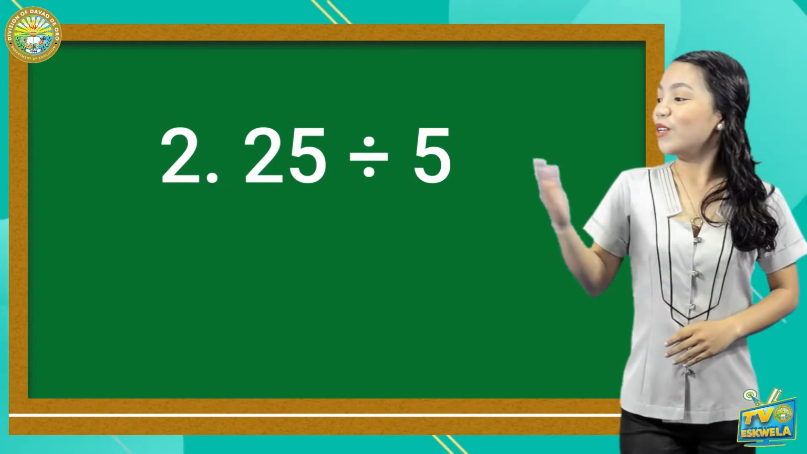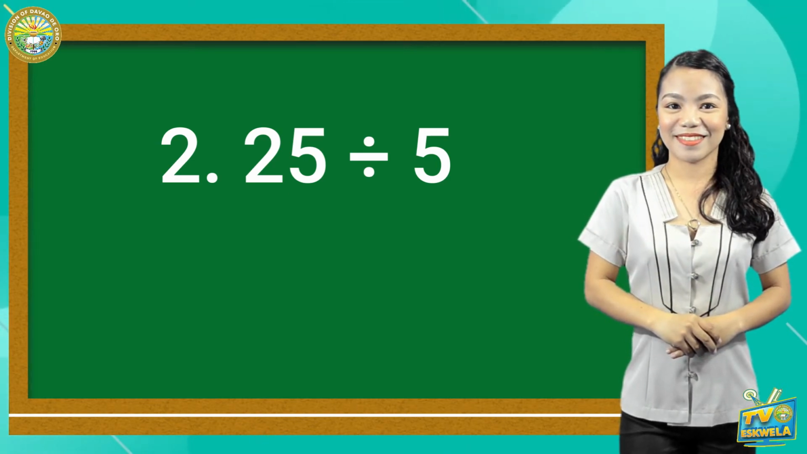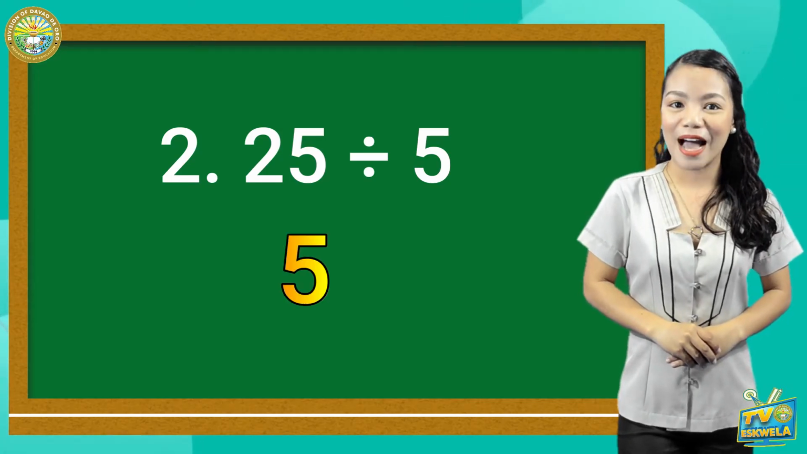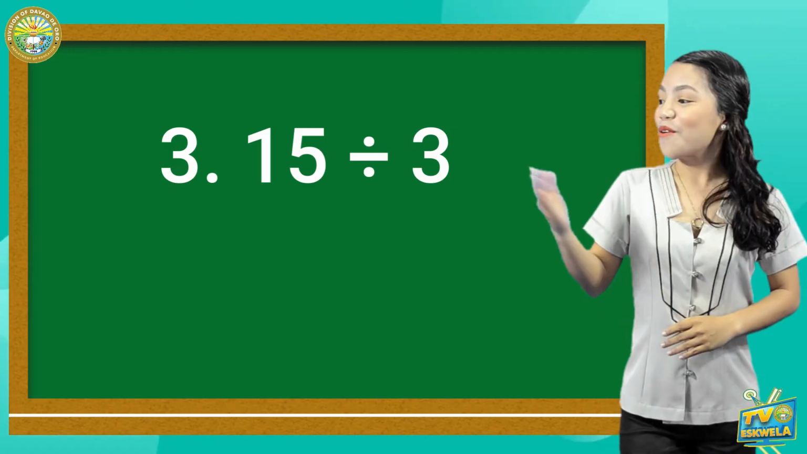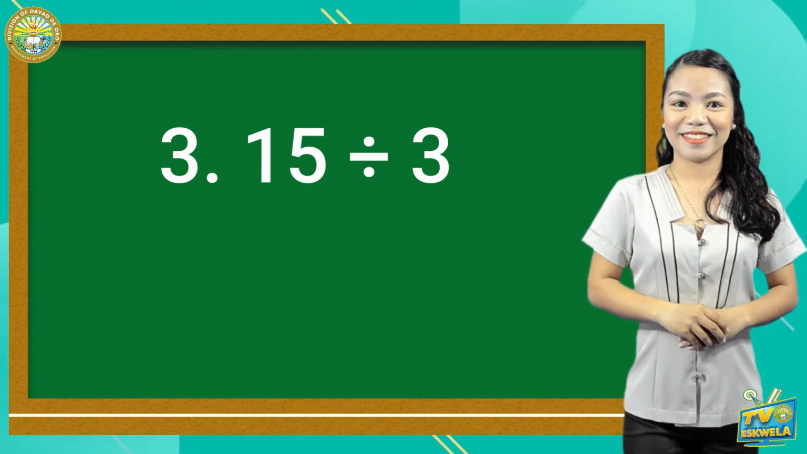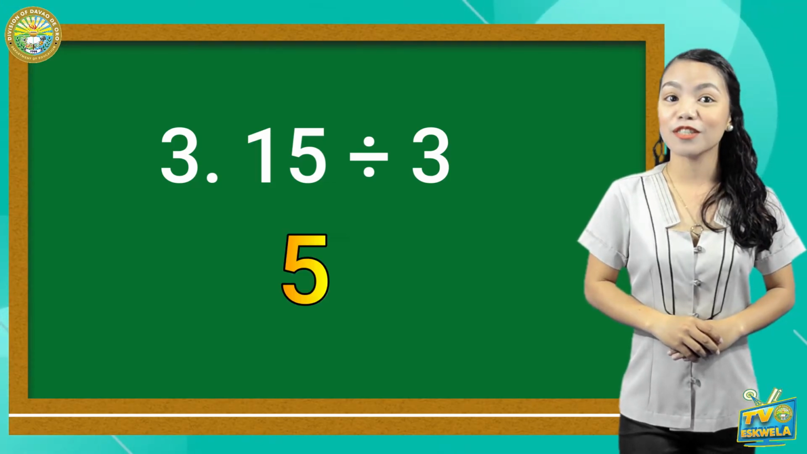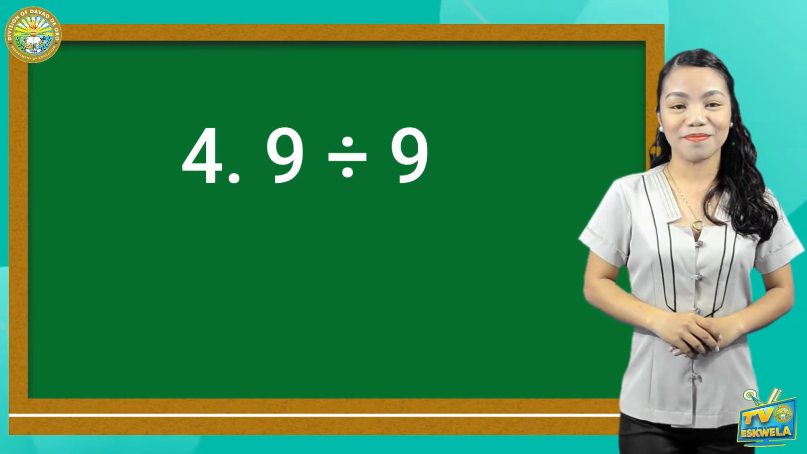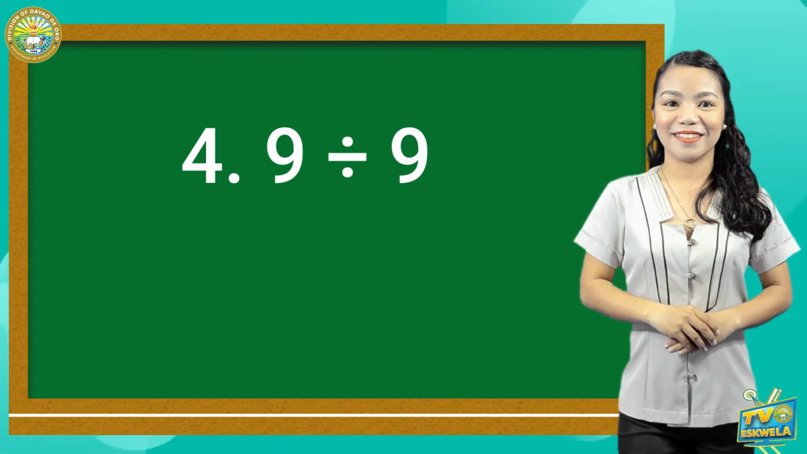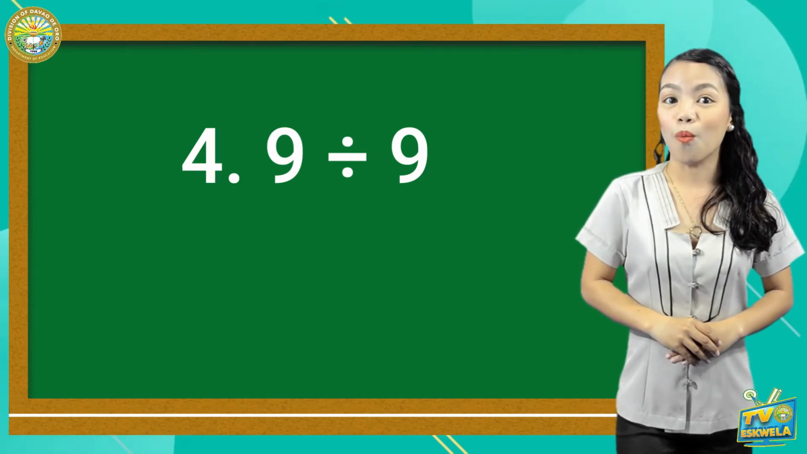Number 2. 25 divided by 5. 25 divided by 5 equals 5. Number 3. 15 divided by 3. 15 divided by 3 equals 5. Number 4. 9 divided by 9. 9 divided by 9 equals 1.